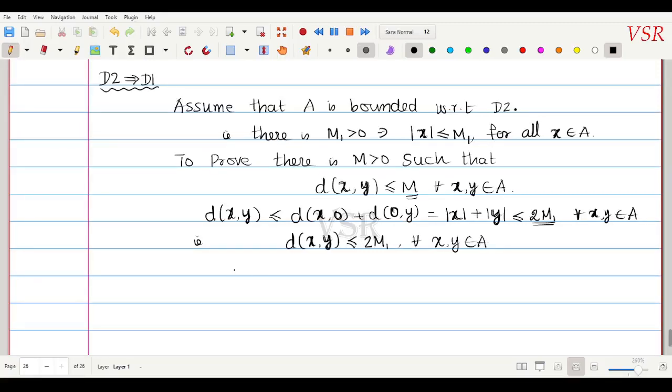That is, capital A is bounded with respect to D1. So both these conditions are equivalent.